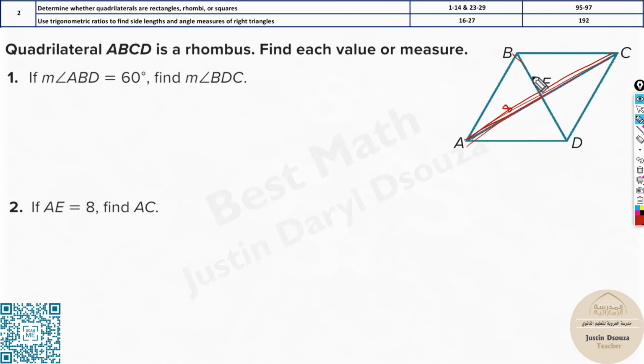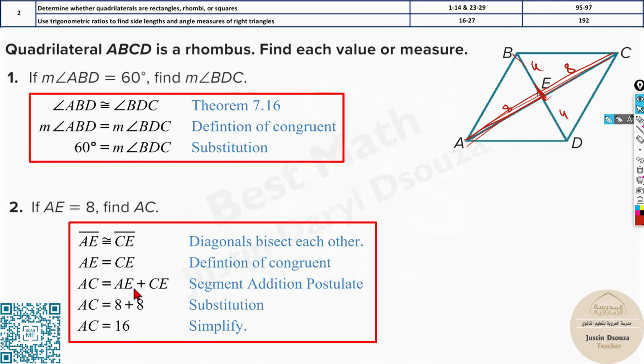This is one more important thing. If this is 8, that means the other side is also equal, because the diagonal will be bisected equally into two parts. If this is 4, this is also 4. That's how it is. So the first answer was 60, and over here, okay, now we forgot to find out AC. This is 8, add them up, it will be 16. So 2 times 8 is 16.